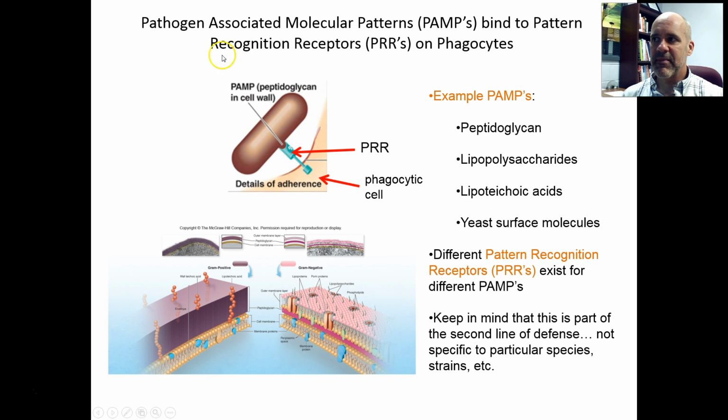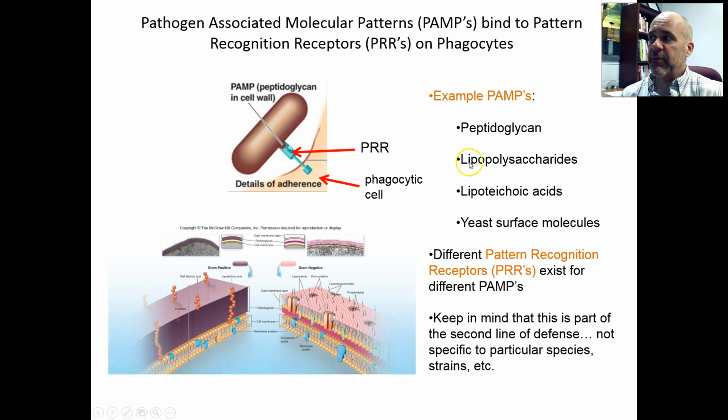Okay, and there's a diagram of that happening. PRR would be sitting on the surface of a neutrophil or a macrophage or a dendritic cell, and the PAMP in this case is the peptidoglycan cell wall of bacteria. So peptidoglycan is a good example of a PAMP because it's going to be a molecule you would find in bacteria, but you would not find in humans. It's a non-self molecule. That's not a human molecule. So that's going to be a good thing for your phagocytic cells to have receptors to attach to.